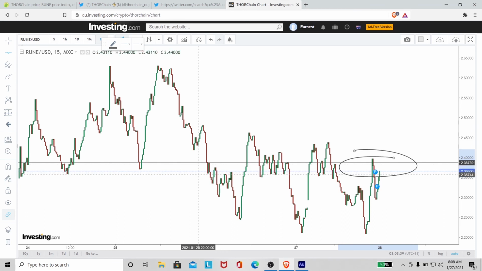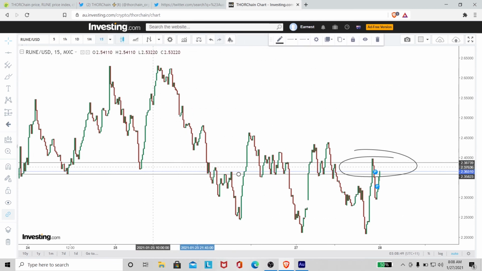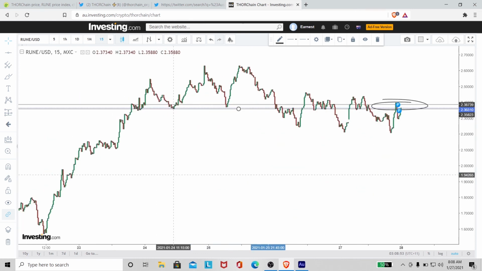You can get THORChain on BEPSwap. You can get THORChain on Binance. You can get it on MXC. You can get Rune on CoinTiger, Hotbit, just to name a few.